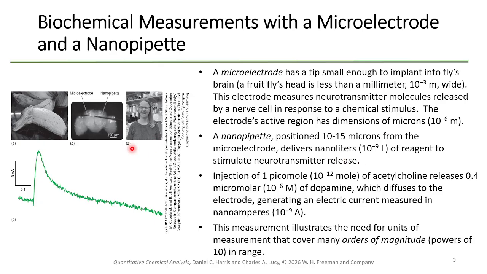So it's the response that's released in response to that stimulus. The electrode's active region has dimensions of microns, so it's 10 to the negative 6 meters is the actual active region. So you can actually very precisely target various different regions, though it can be very difficult to do that. Actually doing it can be very difficult. A nanopipette is going to be positioned 10 to 15 microns from the microelectrode. Again, a micron is a micrometer, right? 10 to the negative 6. Okay.